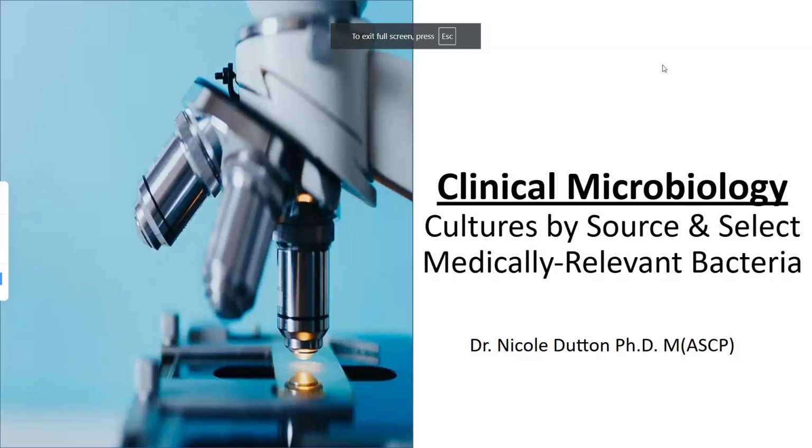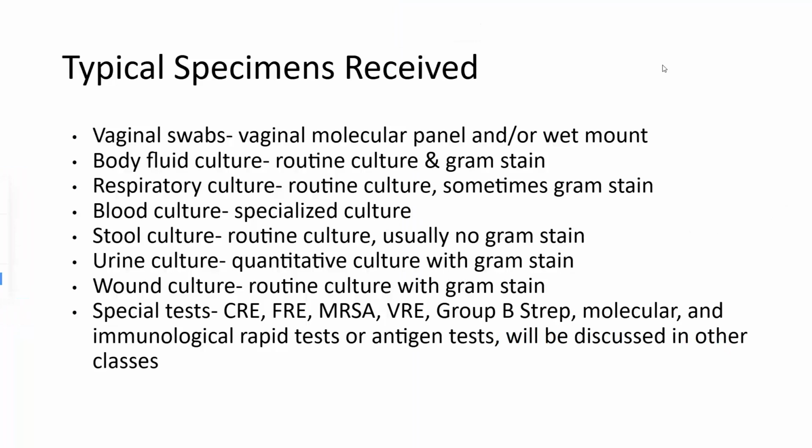Cultures by source and select medically relevant bacteria. So the typical specimens that are received in the clinical lab are vaginal swabs, body fluid culture, respiratory culture, blood culture, stool culture, urine culture, wound culture, and then there's some specialized tests. There's immunological tests, there's molecular ID tests, there's even tests that aren't necessarily related to microbiology, like the fecal occult blood test, but it's still performed in the microbiology area.